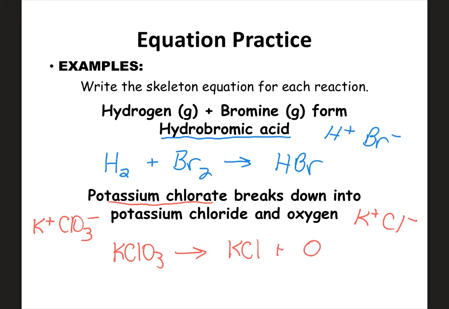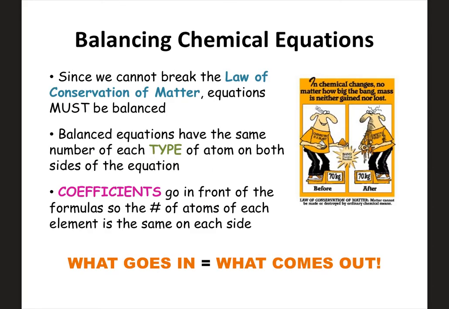Oxygen is one of those diatomics, so it's got to be O2. So watch your diatomics, watch your ionics. You got to follow the proper rules here for doing these things. Okay, so these were just some examples of some skeleton equations. So now we want to look at actually balancing chemical equations.